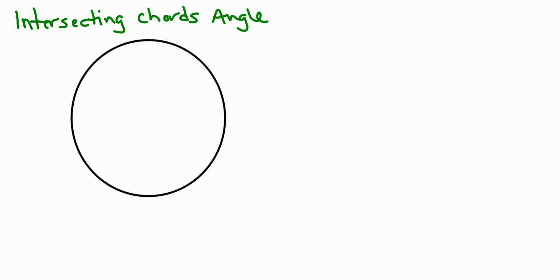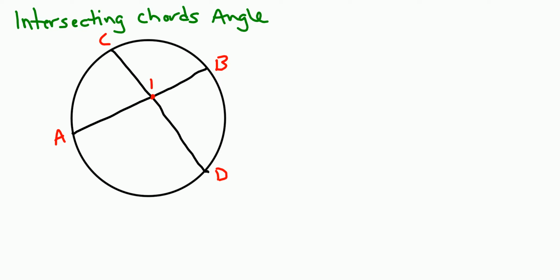Right, so we have the circle, we have a chord here, and a chord here, and you'll know it's one of these angles because it makes this X, and it actually creates 4 angles, 1, 2, 3, 4. So we'll say that this is point A, B, C, and D, and the middle point here we'll say is E.